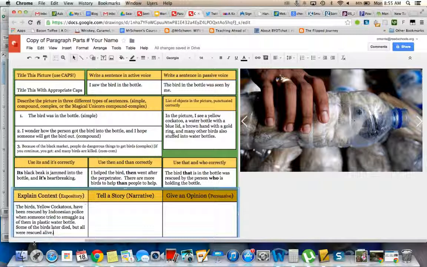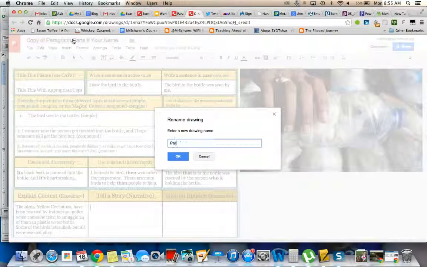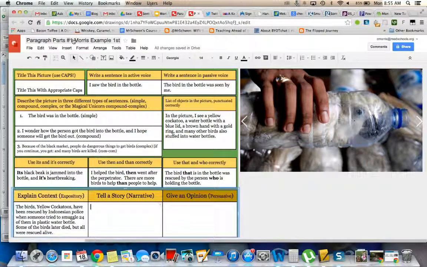Okay, one more minute, then we're going on to the next box. Okay, second box. Guys, the next box you get to be creative. So, the next box asks you to tell a story, a narrative. That means you're going to put yourself inside the head of someone in this picture.